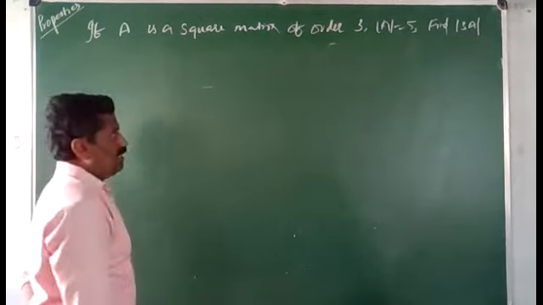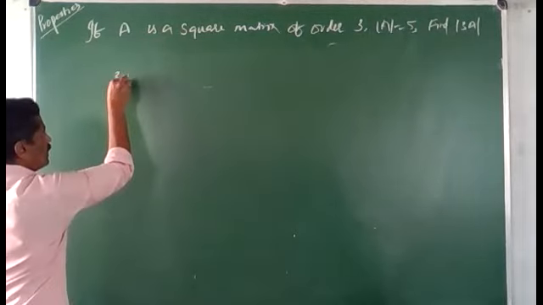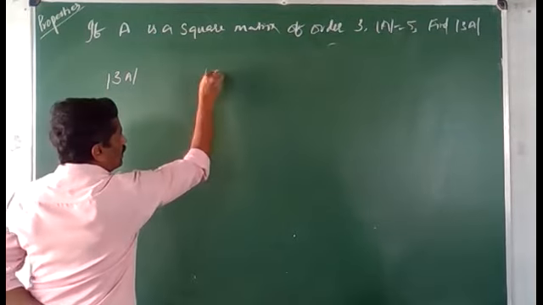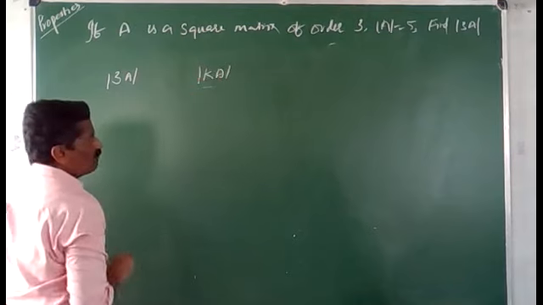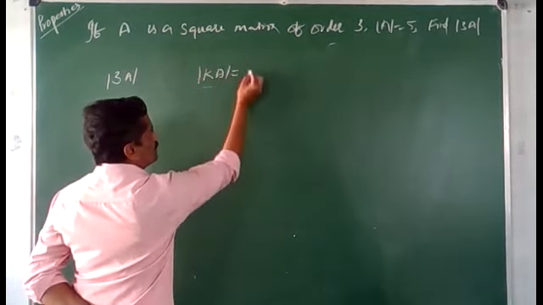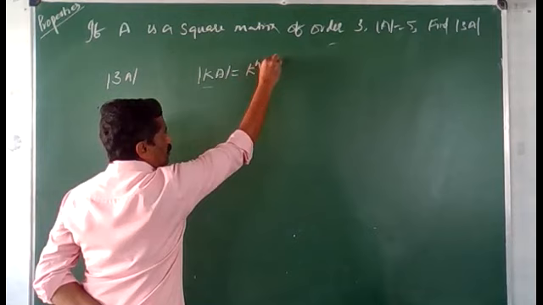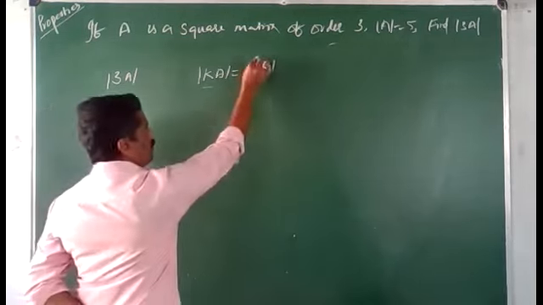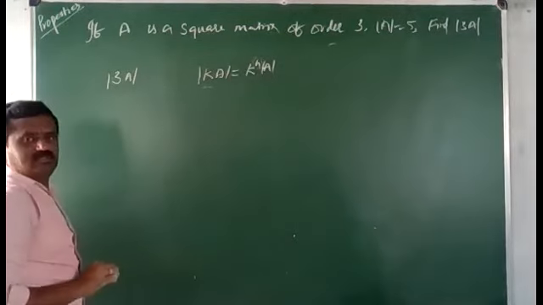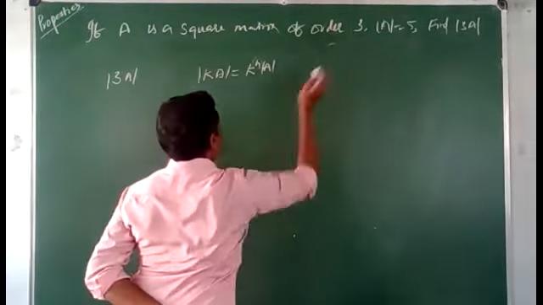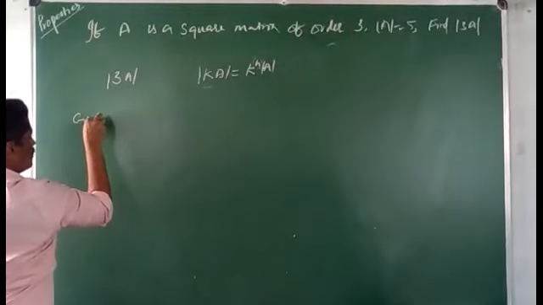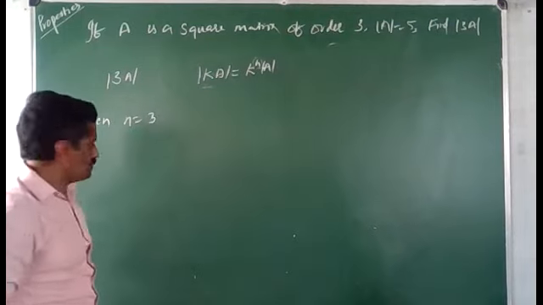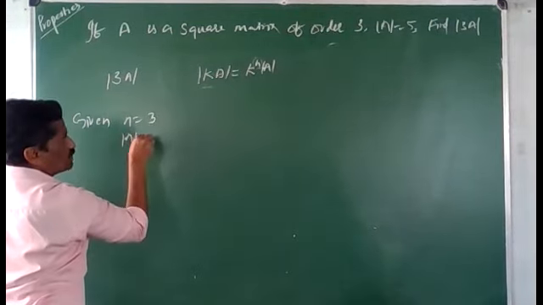So now we have to find the determinant of 3A. See, this is in the form of determinant of KA. We know that this can be written as K to the power of N into determinant of A. What is the value of N here? The order is given as 3. So N is equal to 3, and determinant of A is equal to 5.